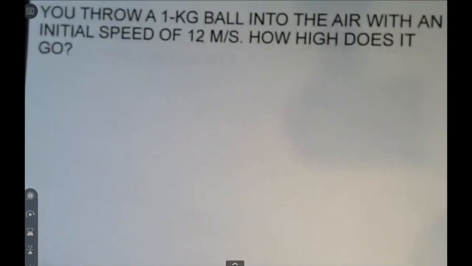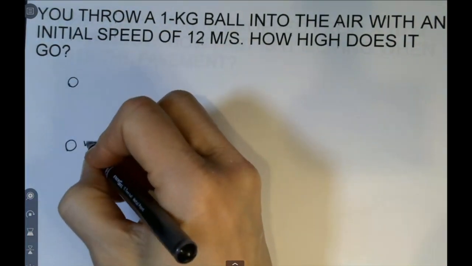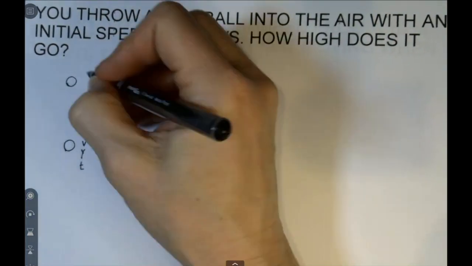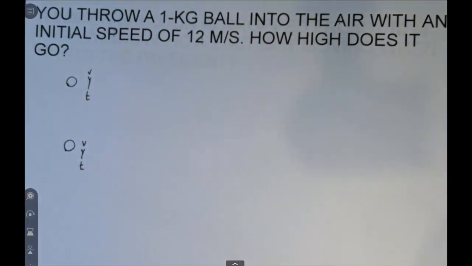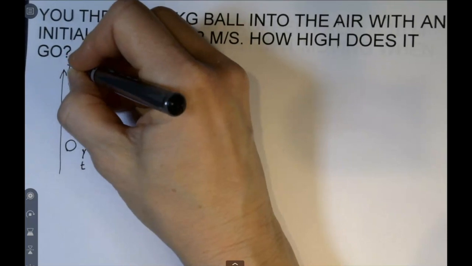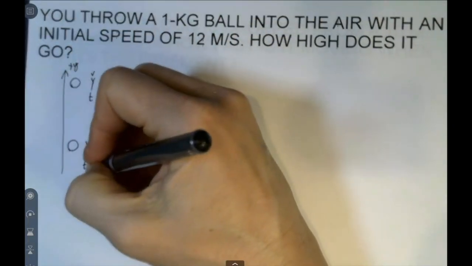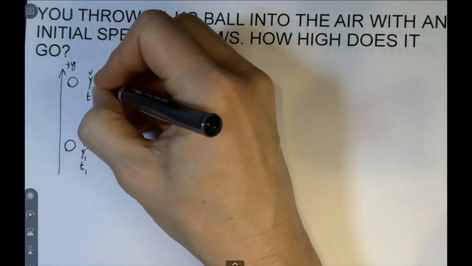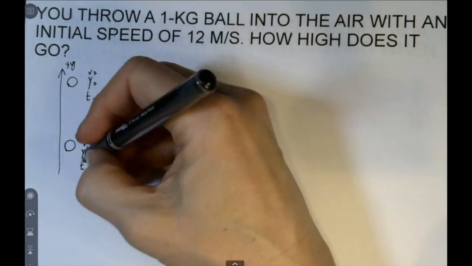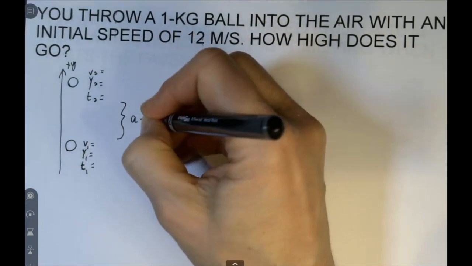You throw a 1 kilogram ball into the air with an initial speed of 12 meters per second. How high does it go? We have a ball here and it moves up. So we're going to label again v_y, t and v_y, t. Now why am I using a y? Because now I'm moving along this y axis. I don't want to use x because x is implied horizontal. I start here, so I'll call this 1. I end here, I'll call that 2, or you can use initial and final. And acceleration is in between the two velocities.